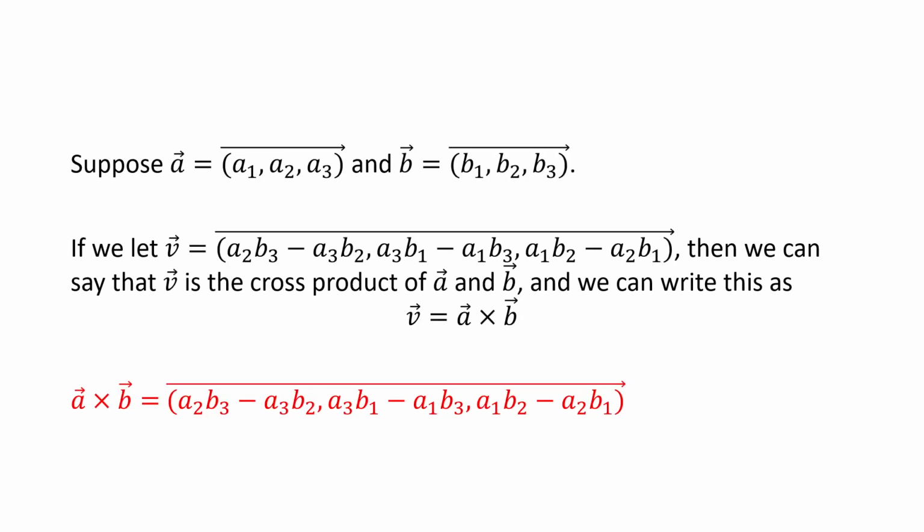So suppose that a is equal to a1, a2, a3, and b is equal to b1, b2, b3. If we let v equal a2b3 minus a3b2, comma, a3b1 minus a1b3, comma, a1b2 minus a2b1, then we can say that v is the cross product of a and b, and we can write this as v equals a cross b. And so we can say that a cross b is equal to that expression that I stated earlier.